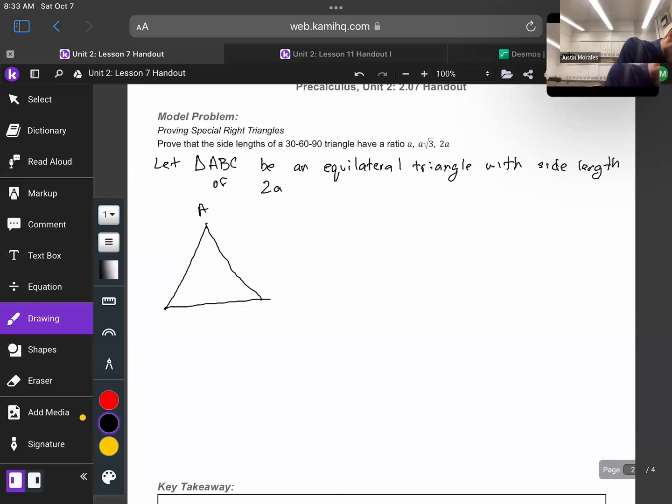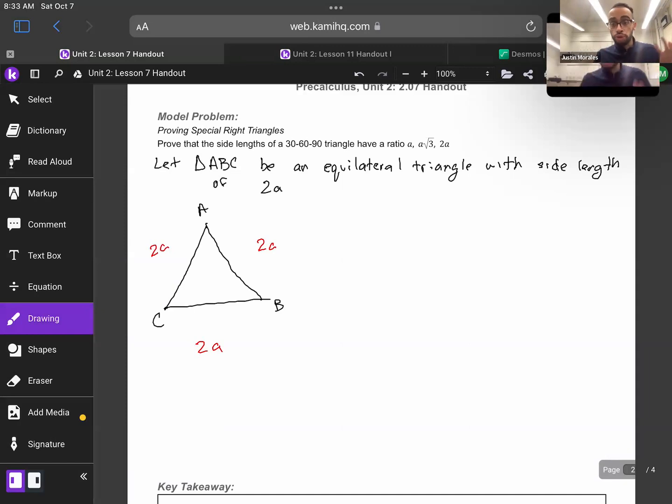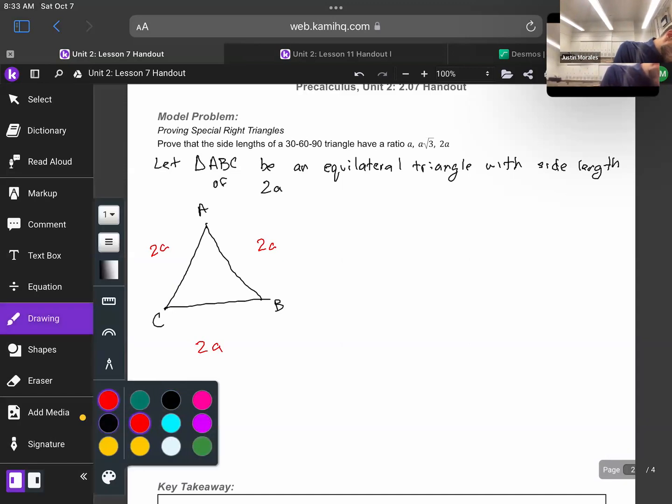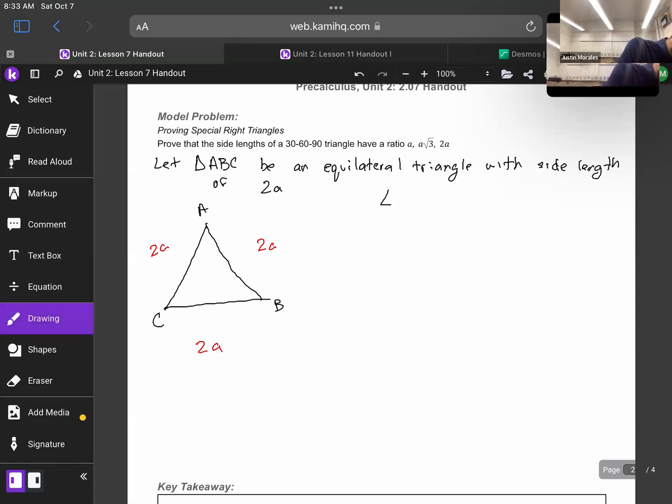So we have A, B, C, and we're going to call each side length 2a. And we know they're all equal because it's an equilateral triangle. All side lengths are equal. This also means that angle A is equal to angle B, which is equal to angle C, which is all going to be 60 degrees, because that is what an equilateral triangle is. So I'm also going to add that into our visual. That's 60, 60, and 60.